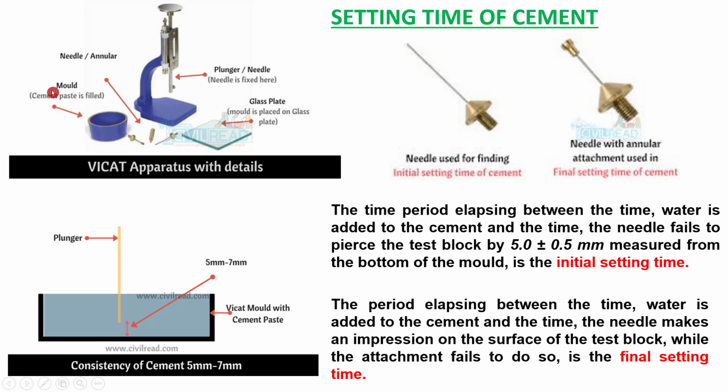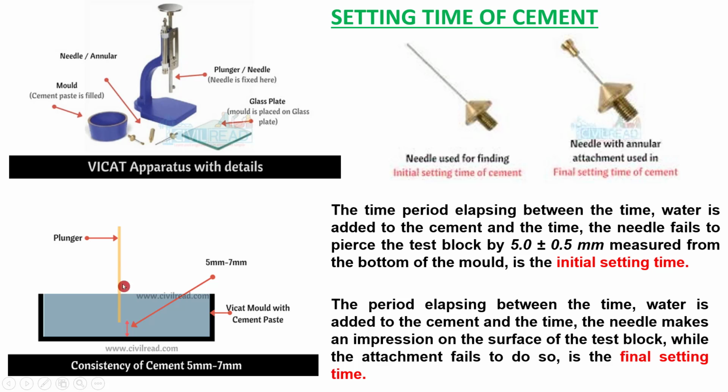You have a mold where the cement paste is filled. You have a needle or annular attachment here. Its enlarged view is shown here, and you have a glass plate on which the mold has to be placed. So on this apparatus, we'll first place this glass plate. Then we will place this mold. Then we have the plunger or needle attached here. So this should be attached here. So we will see how it is done.